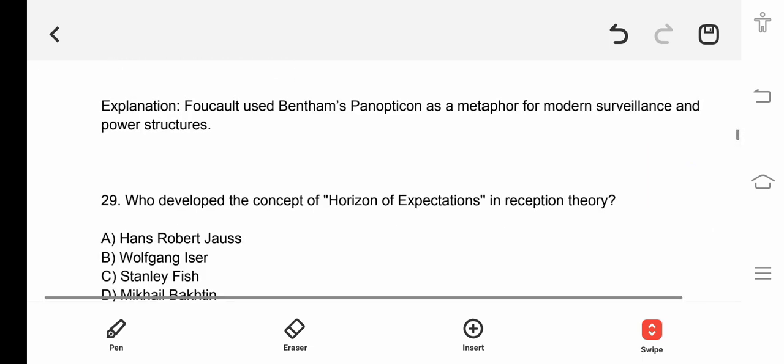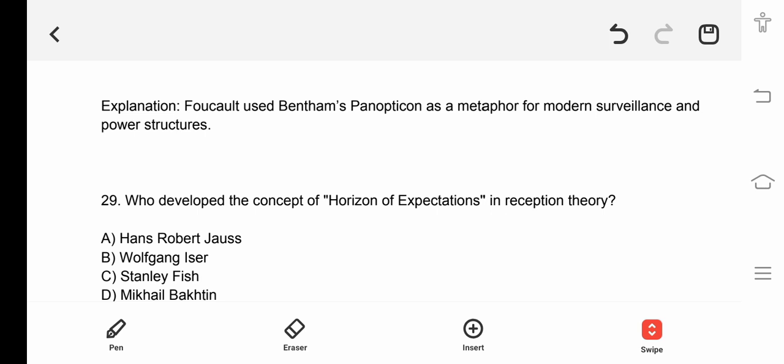Okay, question number 29 is, who developed the concept of horizon of expectations in reception theory? There are many concepts introduced in last year's exam which was tricky but easy. We just have to go through the detailed analysis of what we study. So there are many concepts UGC NET asked.